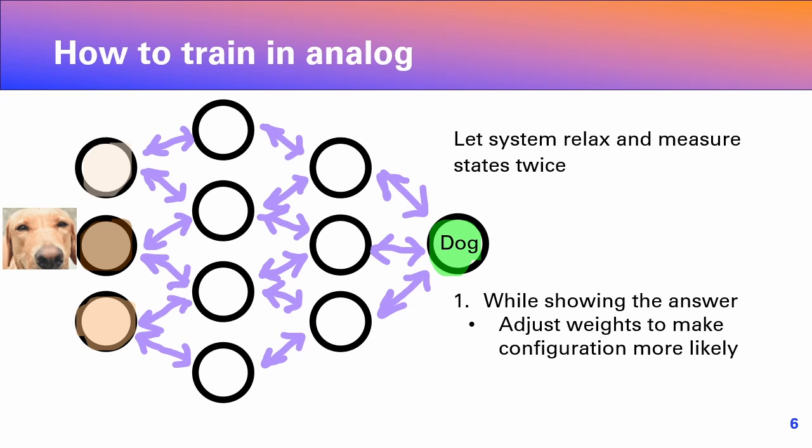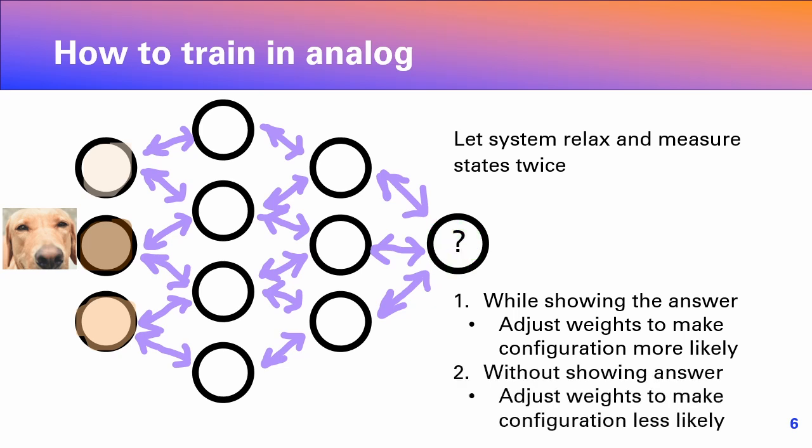The next thing we would do would be to try to unlearn bad associations. This can be done by not showing the answer, and then let all of these white neurons, which now include the output neuron, relax to equilibrium. And once we're at equilibrium, we adjust the weights in a way that makes this configuration less likely in the future.